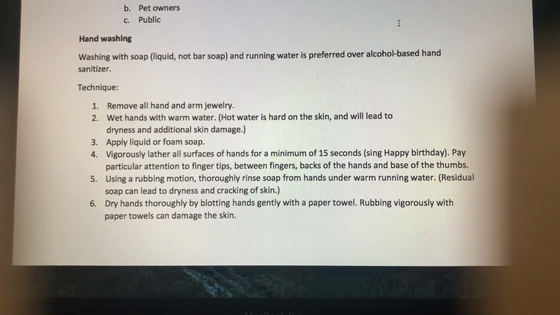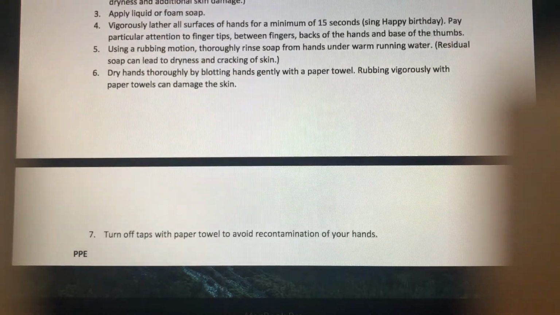And then lastly, we want to dry our hands thoroughly by blotting hands gently with a paper towel. Rubbing vigorously with paper towels can damage the skin. Oh, sorry, actually I have one more thing too. It's on the next page. And that's turn off the taps with paper towel to avoid recontamination of your hands.